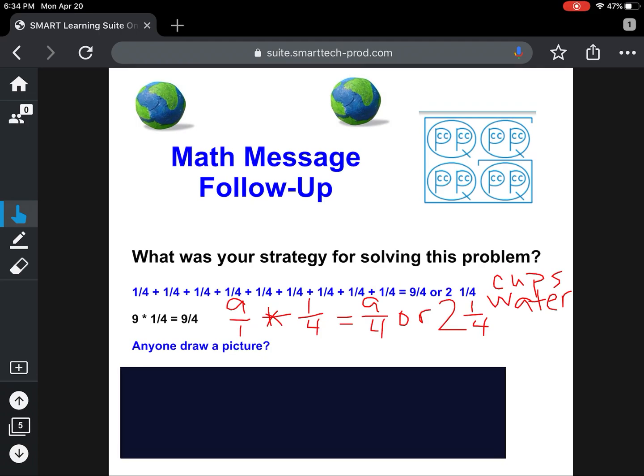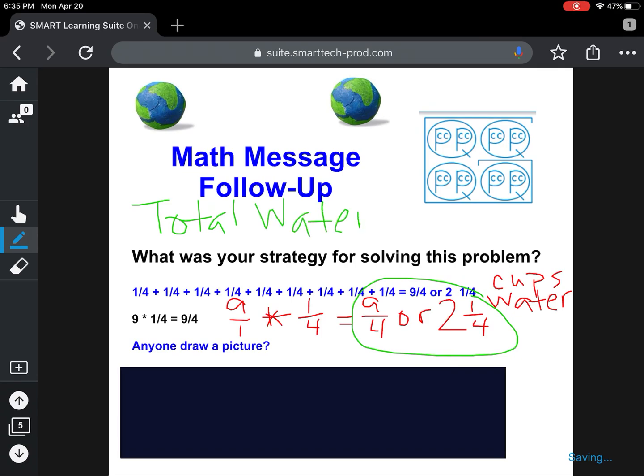Well, we know what they need. We know they need 9/4 or 2 1/4 cup of water. That's how much they need. And we read on the previous slide that they have a total of 1 quart. So I'm going to write that up here. Total water, this is what they have, 1 quart.